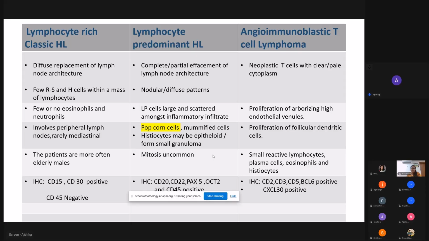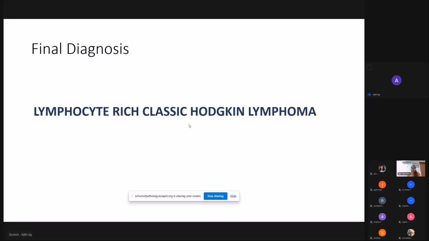To confirm this, we'll go for IHC. For lymphocyte-rich classical Hodgkin's lymphoma, we'll look for positive markers CD15 and CD30, whereas negative for CD45 and CD20. For nodular lymphocyte-predominant Hodgkin's lymphoma, positive markers are CD20, CD22, PAX5, OCT2, and CD45, whereas negative markers are CD15 and CD30. For angioimmunoblastic T-cell lymphoma, immunohistochemistry markers CD2, CD3, CD5, BCL6 will be positive, along with CXCL13 positive. Based on these features, we came to a diagnosis of lymphocyte-rich classical Hodgkin's lymphoma.